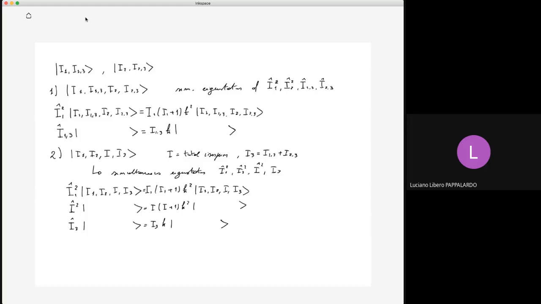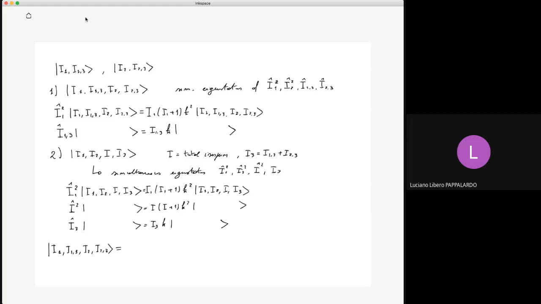Now, of course, one can relate the two bases, and this can be done through the completeness relation. So let me show how this works. So we start from our first basis, I1, I13, I2, I23.